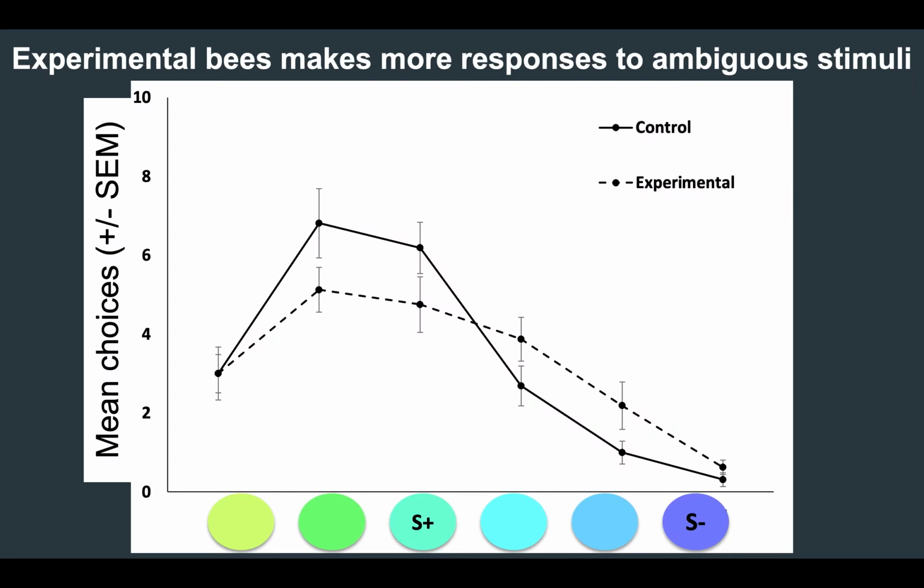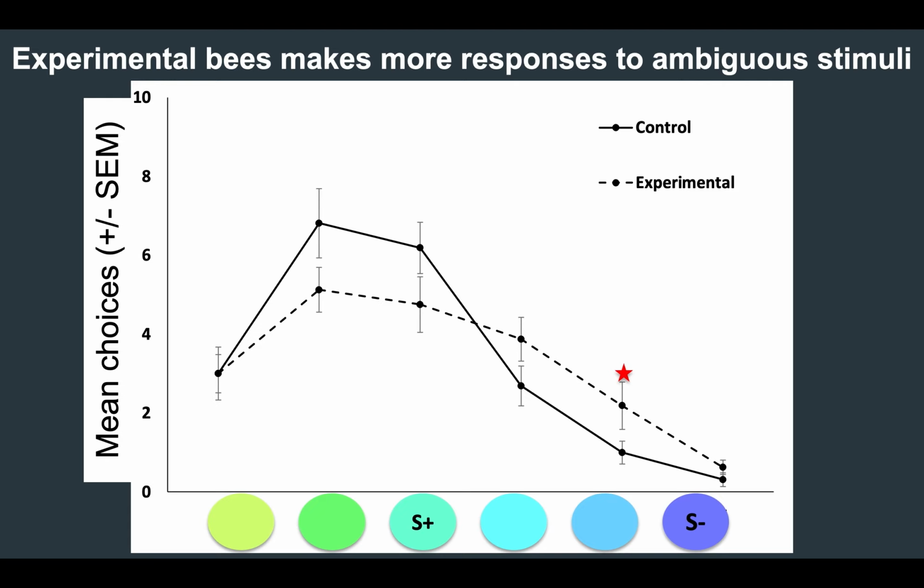Now, the first thing to bring your attention to is the difference between our two groups at the ambiguous stimuli. So we saw an increased response to ambiguous stimuli in our experimental group. This is exactly what we were trying to induce. This is the standard judgment bias effect. So that's great for us.